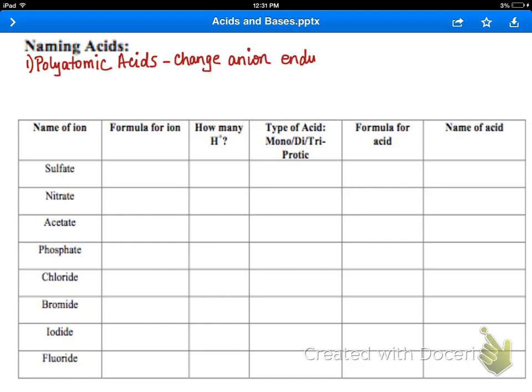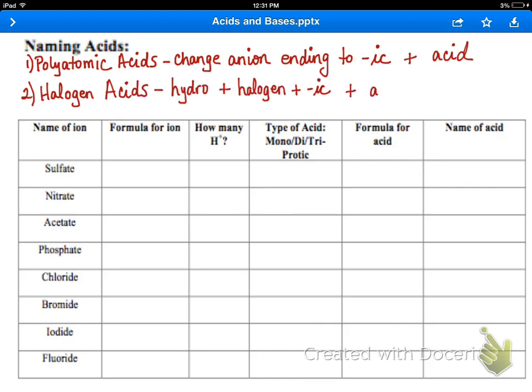So naming acids and bases, there's two basic categories for how to name them, and we're going to do this chart which includes both of them. The first one is polyatomic acids, acids made from the polyatomic anions that we've already learned. For these, you change the ending to ic and add the word acid. And then the halogen acids, where you put hydro at the beginning of the name, then the halogen name, then ic, and then acid. And I'll show you some examples of these.